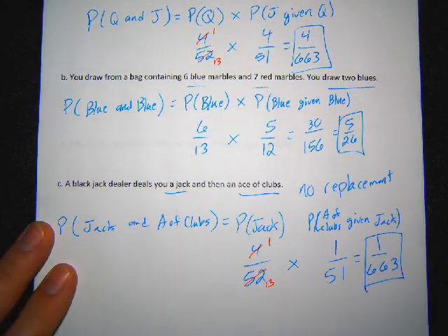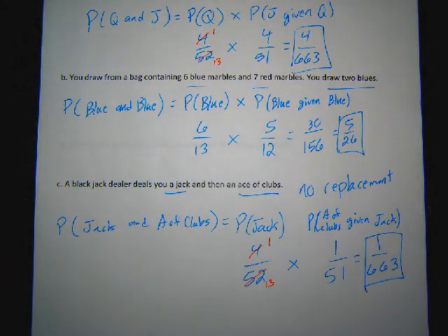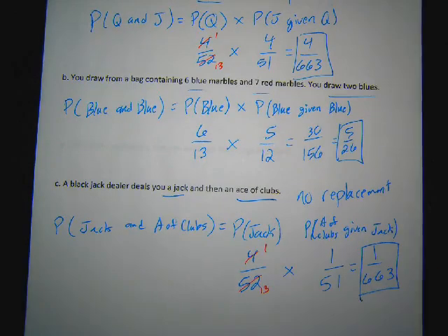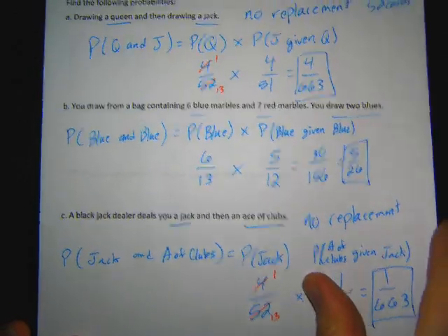That's our answer. Again, you see these in probabilities, a lot of them are really small answers, right? It's really hard to get specifically a jack and an ace of clubs. Even the ace of clubs by itself, you only have a 1 in 51 chance. We're trying to draw 2 cards and get both a jack and an ace of clubs. That's pretty low chances. Not very likely. It's hard to do. Okay.